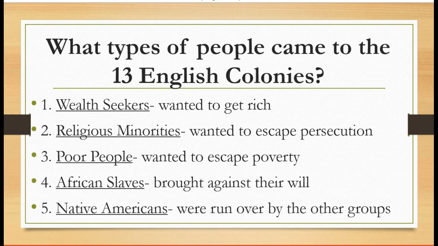The fifth and final type of person that we're talking about that came to the 13 English colonies were Native Americans. And technically they were already here in the colonies when the English arrived, and of course they were kind of run over by the other 4 groups.